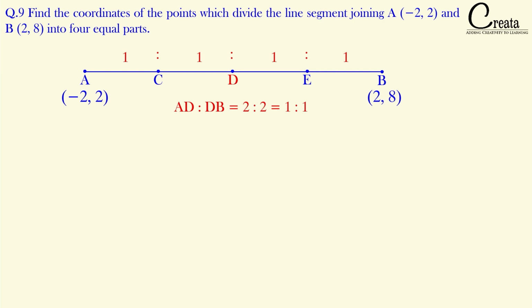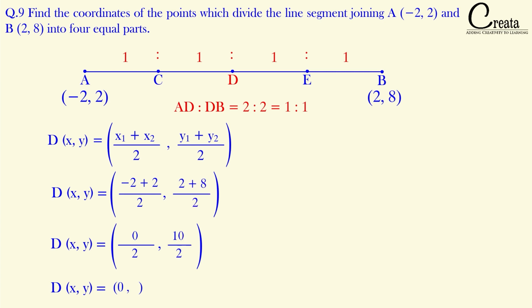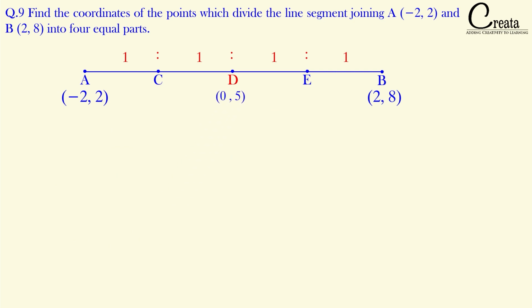The point D is the midpoint of AB, so D is dividing the line segment into the ratio of 1 is to 1. Now we can find the coordinate of point D using the section formula. This is the midpoint, so we can use this formula as the section formula. So we got x as (x1 + x2) upon 2. So we got the x coordinate as 0. Similarly, we can get the y coordinate as (y1 + y2) upon 2, that is 5. So we got the x coordinate of point D as 0 and the y coordinate of point D as 5. So basically the coordinate of point D is (0, 5).